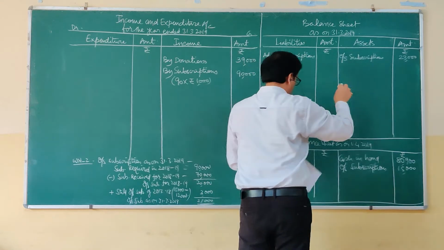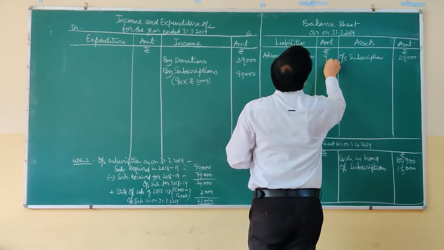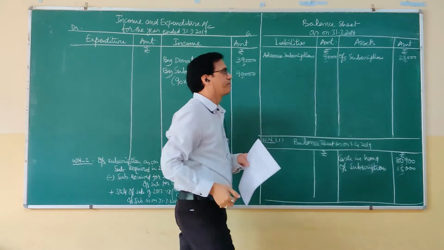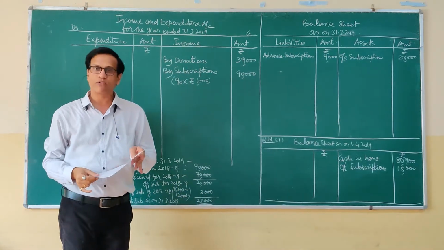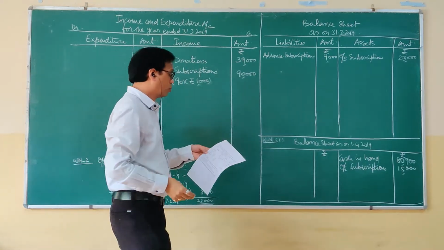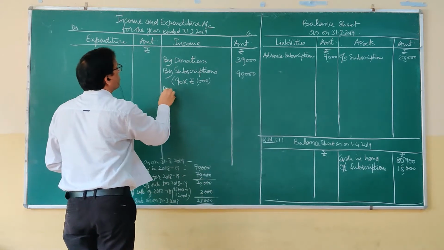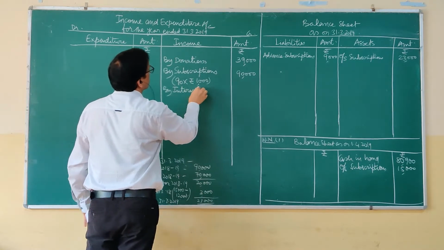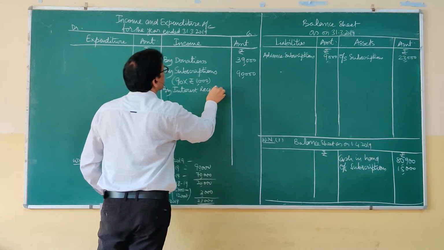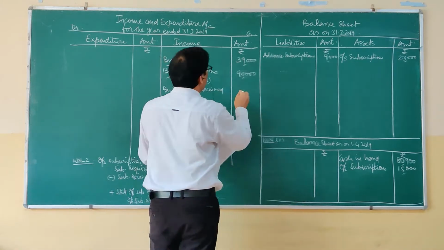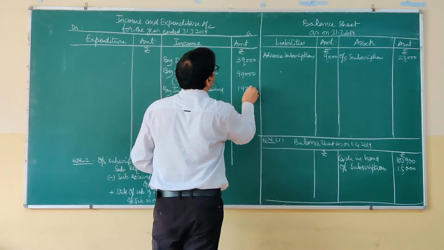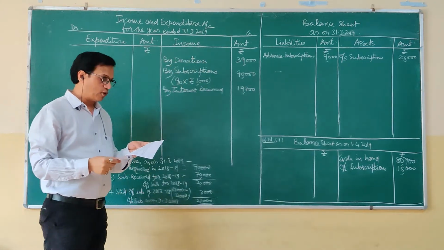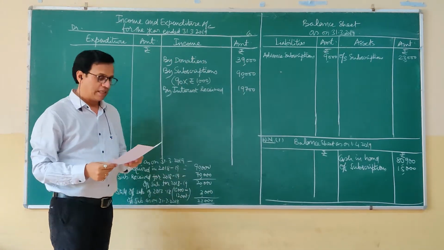Now advance subscription for next year received. Advance subscriptions for next year, 9,000 we have received this year for next year. These are all the subscription items, we have taken all the information. The next item, interest received. It is also an income. So by interest received, and the amount is 19,700. Receipt side over. Now come to the payment side.